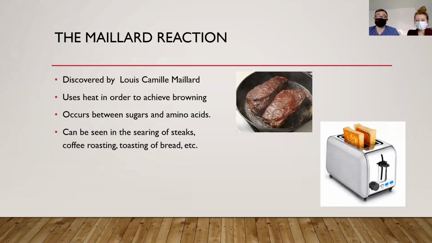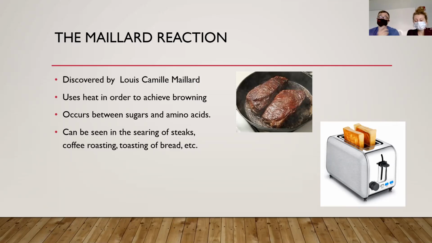So what is the Maillard reaction? As we talked about, it was discovered by Mr. Maillard, and it uses heat to achieve that nice browning. As you can see in the pictures, there's that nice browning of the steak, and that nice browning of the toast, right? And heat is the main driver of this. It's really the reaction between the sugars, which we are all familiar with, and those amino acids that we talked about earlier, those building blocks of protein. So when heat combines those 2, you will get that nice browning of whatever food you're cooking, right?